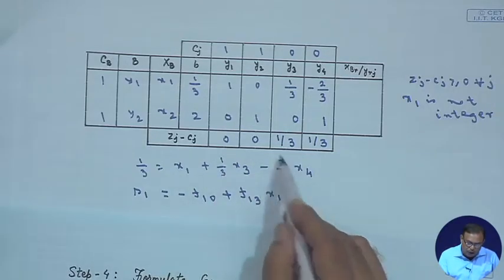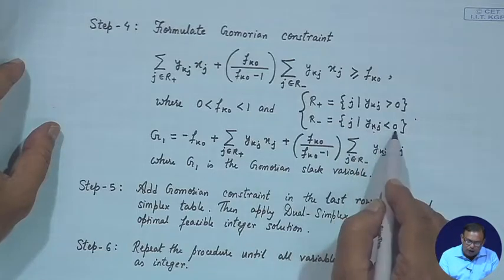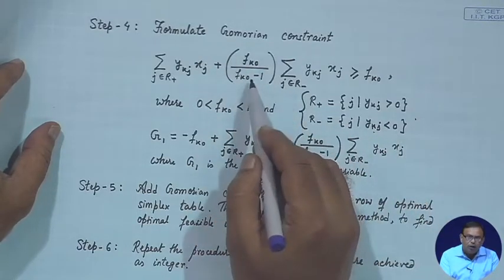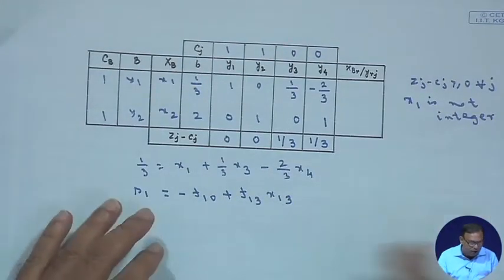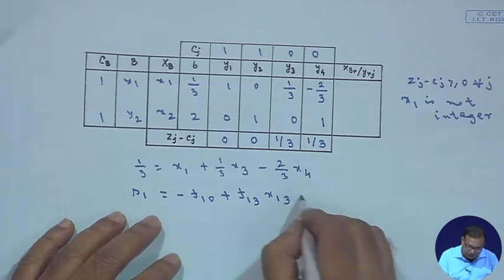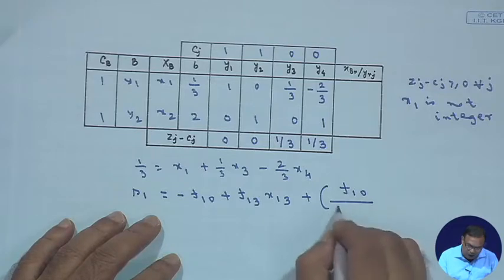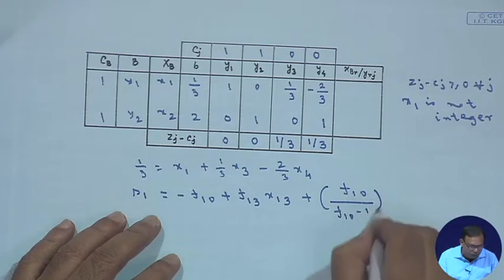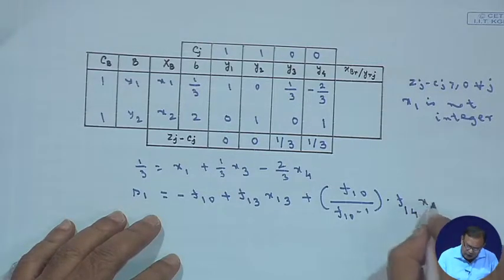Similarly, y k j is less than 0 for this, and for that one j belongs to r minus, y k j less than 0, where the coefficient will be f k 0 by f k 0 minus 1. So, this is f 13 into x 3 plus f 10 by f 10 minus 1 into f 14 x 4.